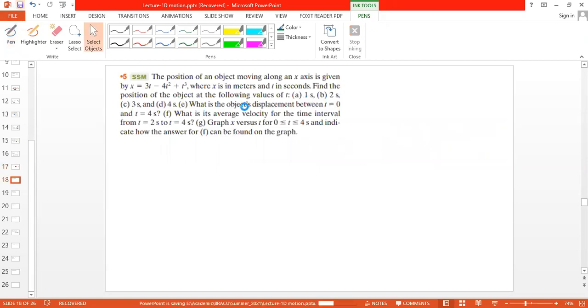Can you see the math here? Yes, sir. First math: the position of an object along the x-axis is given by 3t minus 4t square plus t cube, where x is in meters and t is in seconds. Find the position of the object at the following times: t equal to 1 second, 2 seconds, 3 seconds, 4 seconds. That means the position as a function of time is given. You have to find the position at different times. These are A, B, C, and D. Let's try it. It is very easy.